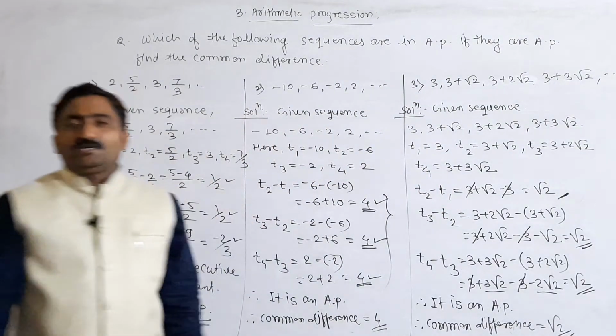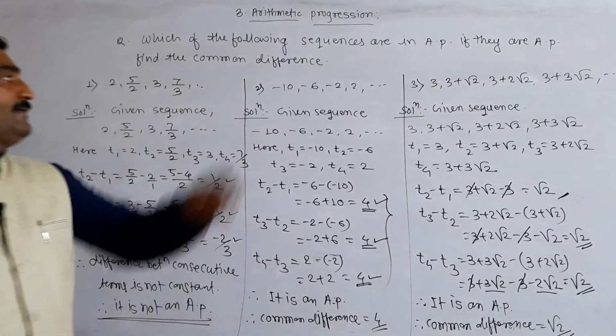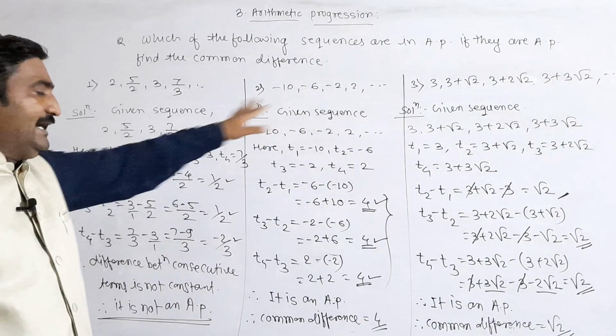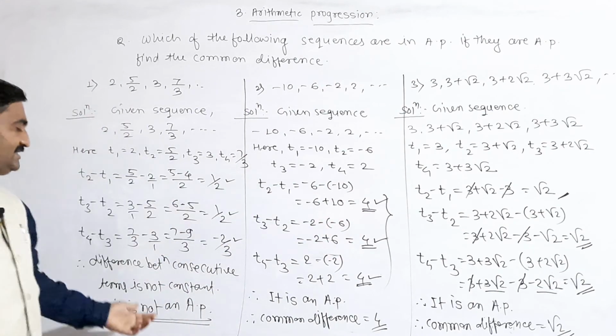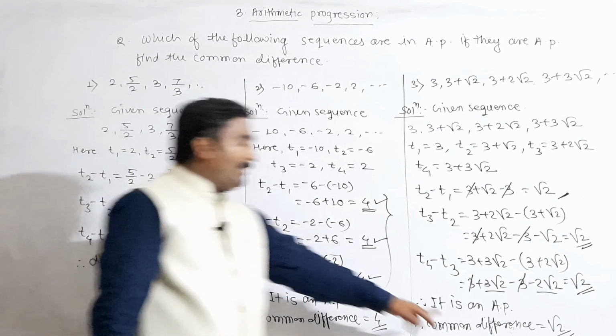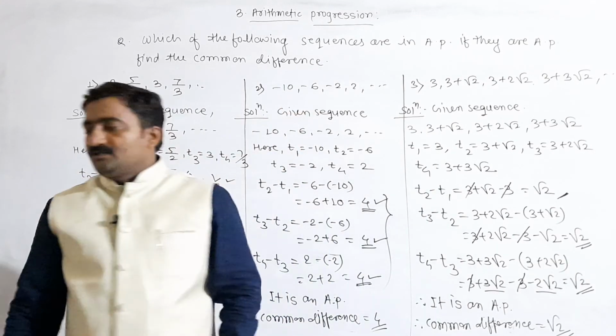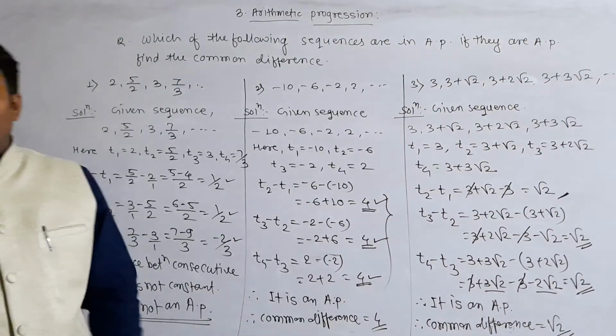So in this question we have to ask which of the following sequences are in AP. If they are in AP, find the common difference. These two sequences are in AP. This sequence is not in AP. So here common difference 4, here common difference root 2. In this way we can solve first type of examples, depending on arithmetic progression.